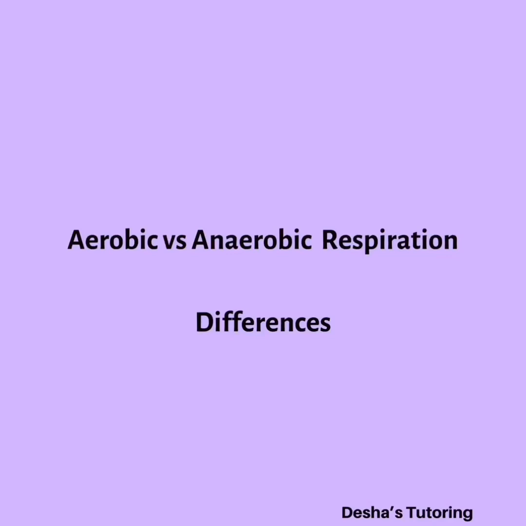Now let's reiterate the differences between aerobic and anaerobic respiration. Now, aerobic respiration requires oxygen, while anaerobic respiration occurs without the presence of oxygen. Aerobic respiration occurs in the mitochondria of cells, while anaerobic respiration occurs in the cytoplasm of cells. Aerobic respiration produces 34 ATP molecules, while anaerobic respiration produces little or 2 ATP molecules.